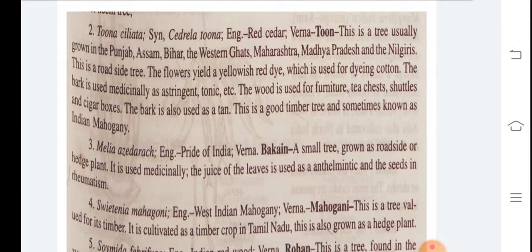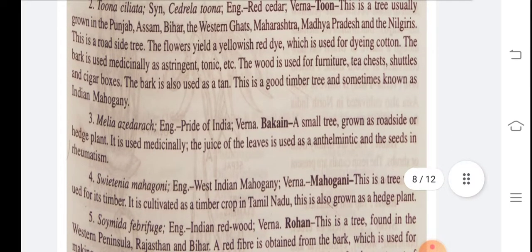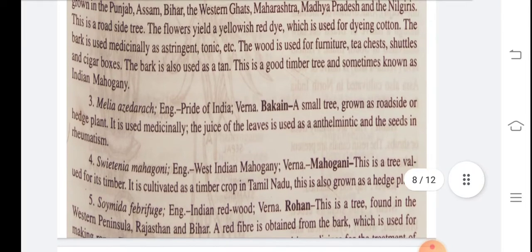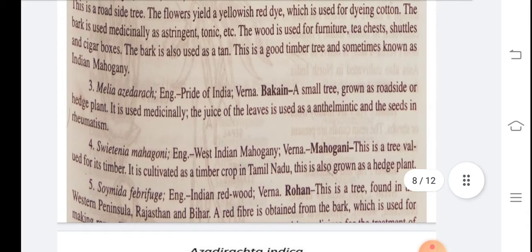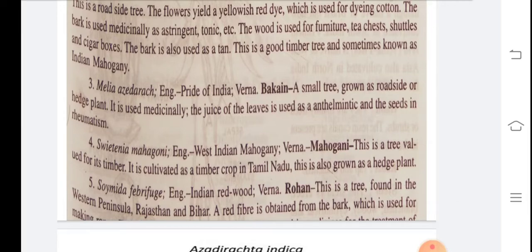Then Melia azadirachta, Bakan neem. In English it is called the pride of India. It is planted along the roadside, as a hedge plant, and is medicinally important. It has a good property of killing worms in the stomach, so it is anthelmintic, and the seeds are used in rheumatism. Rheumatism is a pain in the joints of the hands and legs.